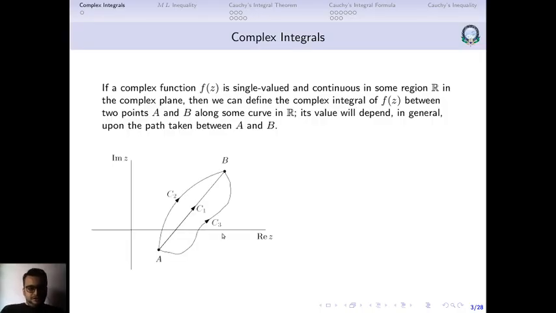The same thing is illustrated here. So I have point A and point B. We have three different paths, C1, C2 and C3, and in general the integral along C1, the integral along C2 and the integral along C3 need not be the same, but in some cases they can be the same.